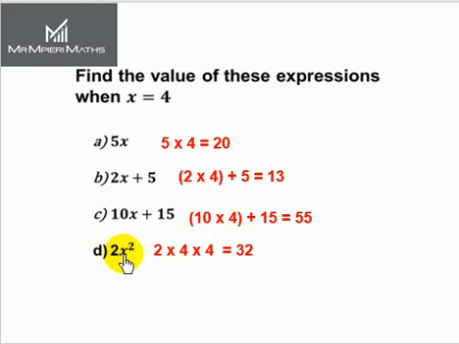This is a little bit different. 2x squared. Now, if you look here, 2 is not squared. What is squared is x. And x is 4. So that means 4 squared. And 4 squared is 4 times 4. And that will give you 16. Then times it by 2. Then your whole answer becomes 32.